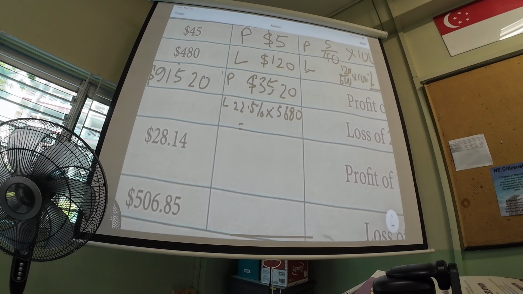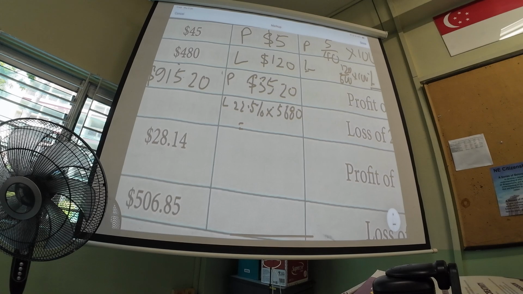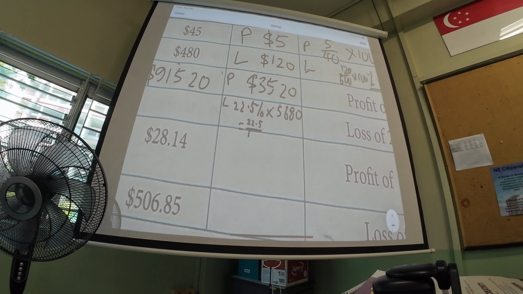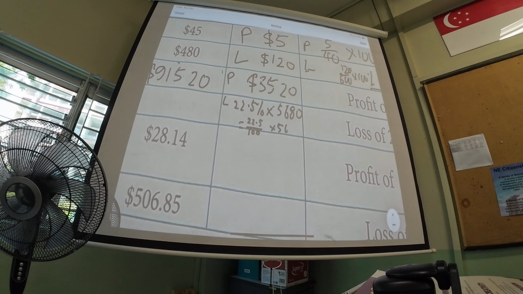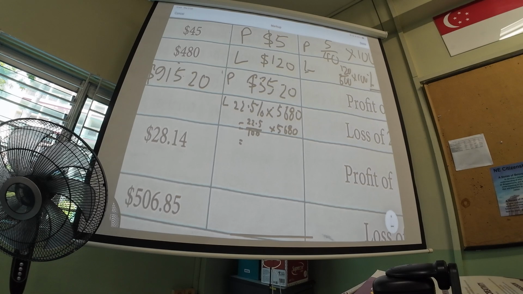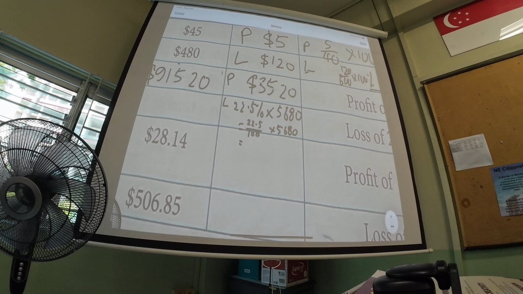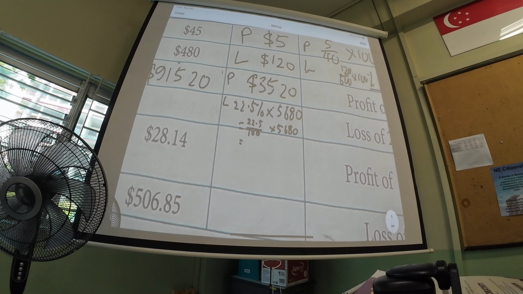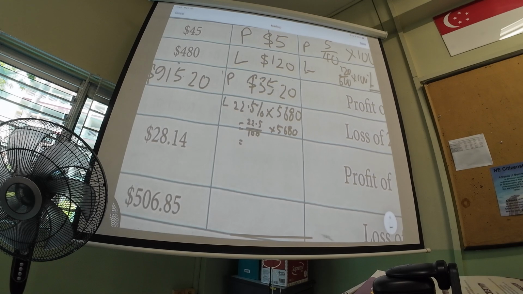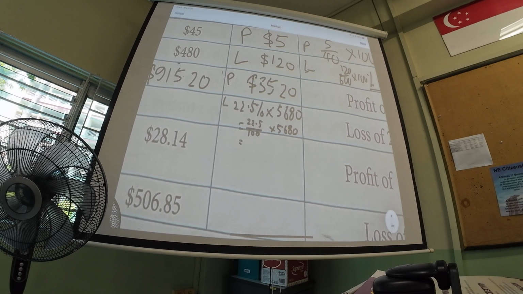Okay, try pressing your calculator. 22.5% means I key into my calculator 22.5 divided by 100 times 5680. Very good. 1278. Try pressing your calculator. You all must get used to seeing percentage. It means you must divide by 100. This is how you key into the calculator. All this is part of practicing.